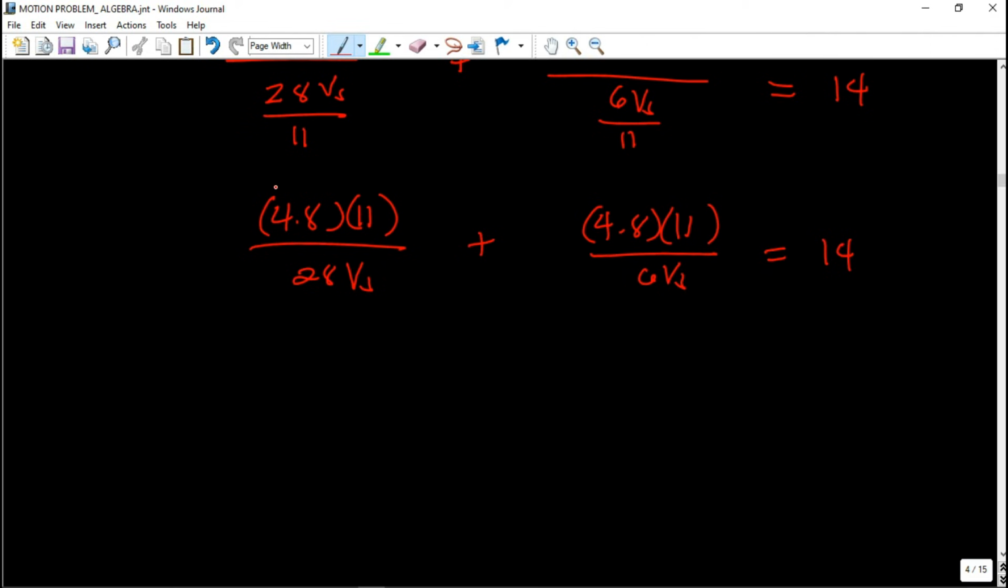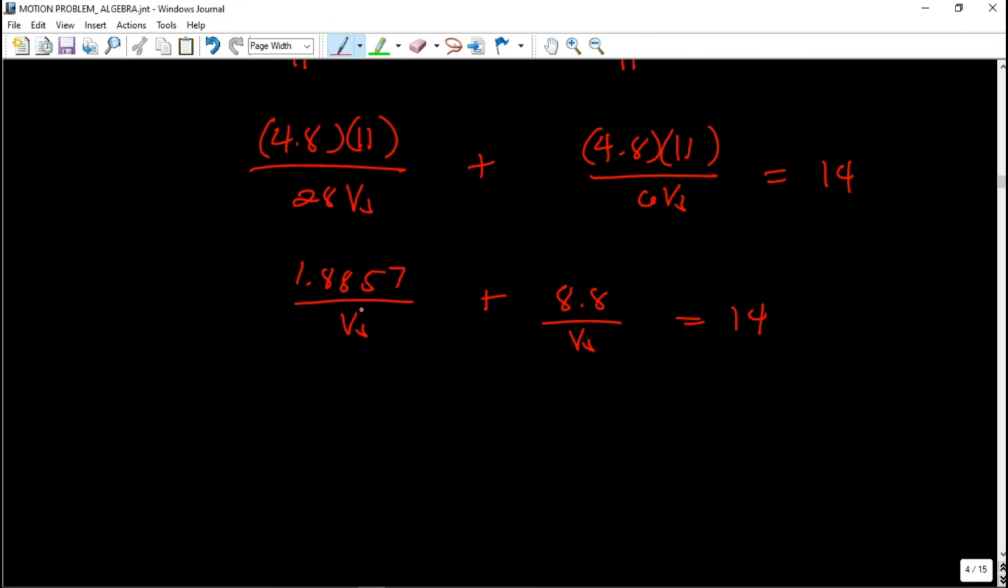So that is 4.8 times 11 divided by 28. So that is 1.857, using your calculator. Okay, this is all over V sub S plus this constant here. So 4.8 times 11 divided by 6. So that is 8.8 over V sub S, so equals 14.